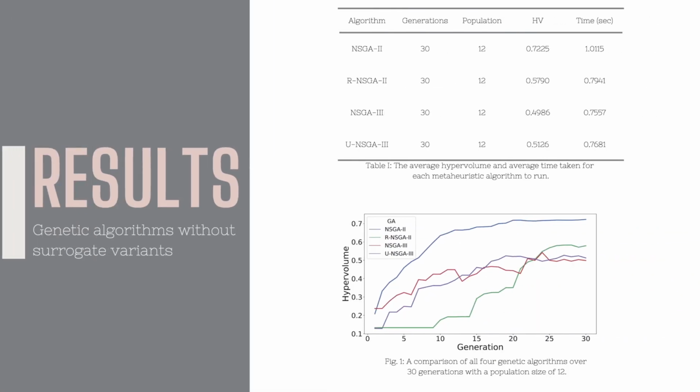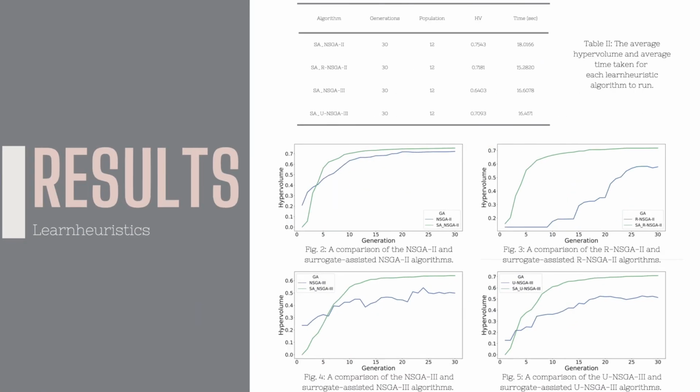Based on the results, it is evident that the NSGA-II algorithm takes the longest time to run. However, given that it produces the highest hypervolume, it suggests that it is the best performing algorithm. From Figure 1, it can be seen that the NSGA-II algorithm is also the first to converge. Next, we present the results of the 4 learnheuristic algorithms.